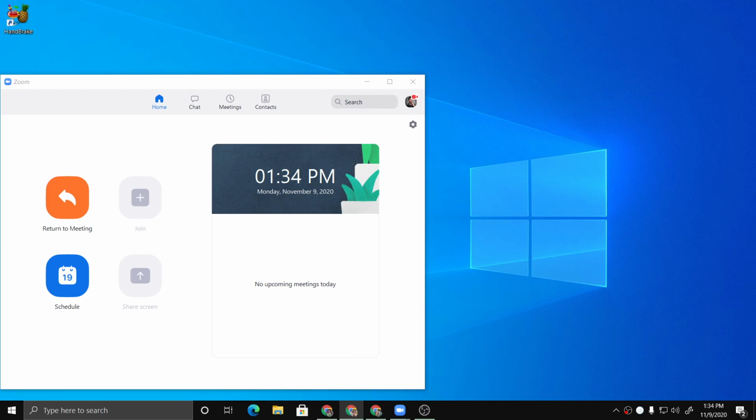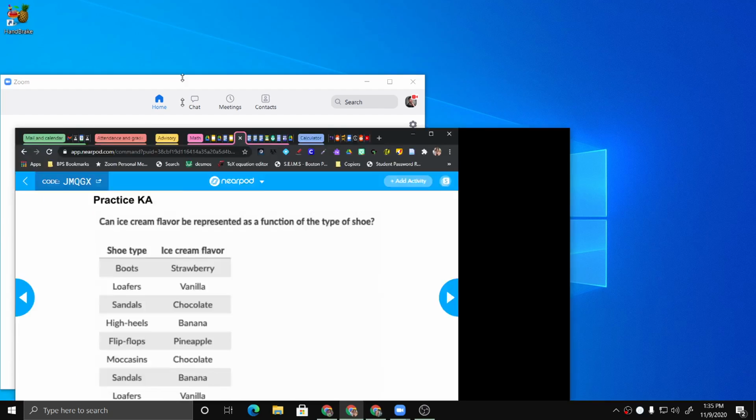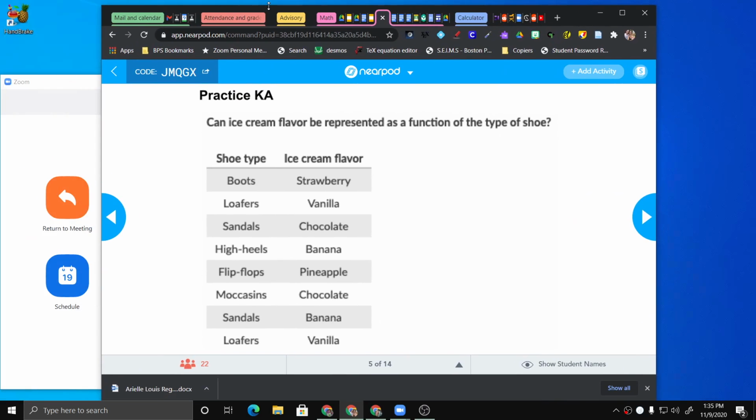The first question I want to ask, can ice cream flavor be represented as a function of the type of shoe? Weird question, but trying to push you to accept the generality of relations and functions. Doesn't have to be number mapping to number. It can be all sorts of things mapping to any other sort of thing.